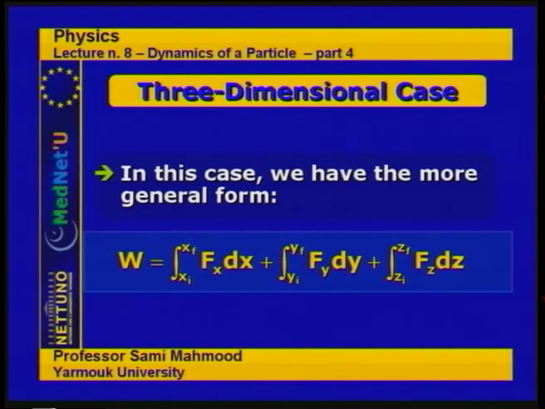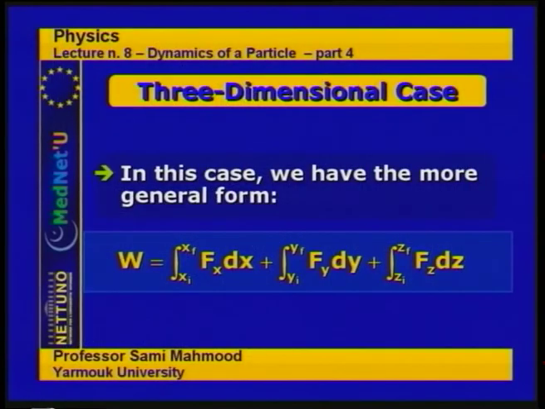Now, these coordinates x initial, y initial, z initial are the x, y, and z coordinates in the initial state, in the initial position of the particle. It is simply r sub i, the position vector, the initial position of the particle. And x sub f, y sub f, and z sub f are the coordinates of the final position, r sub f, of the particle.